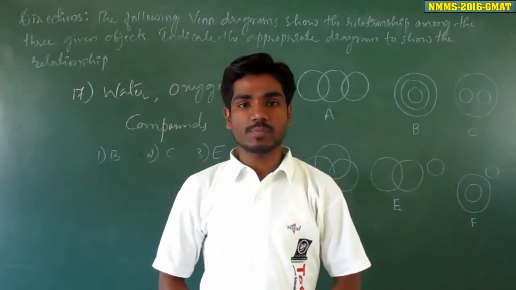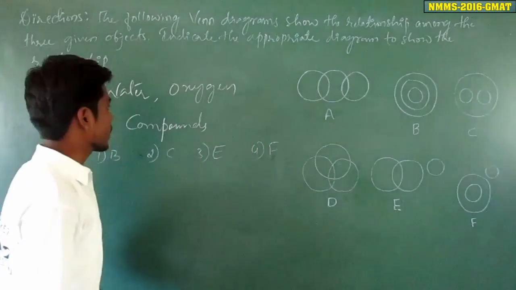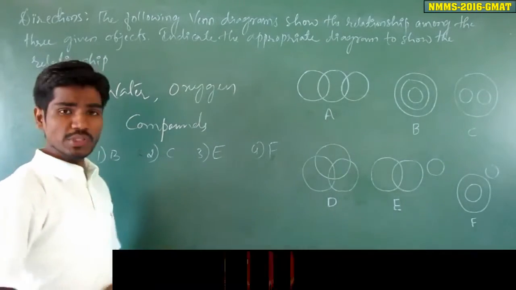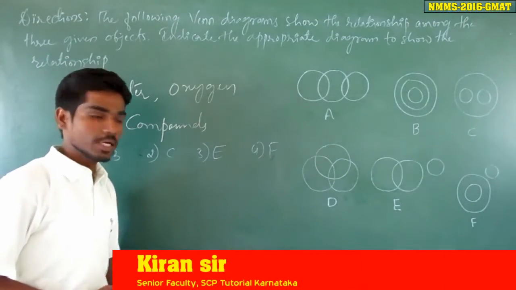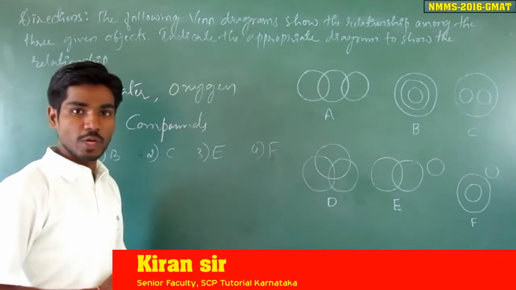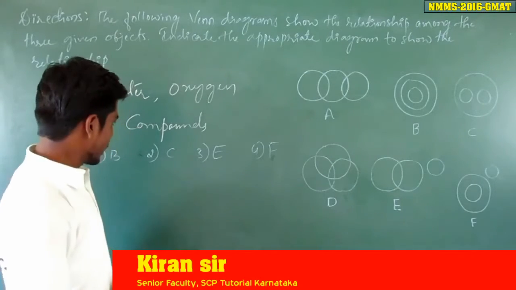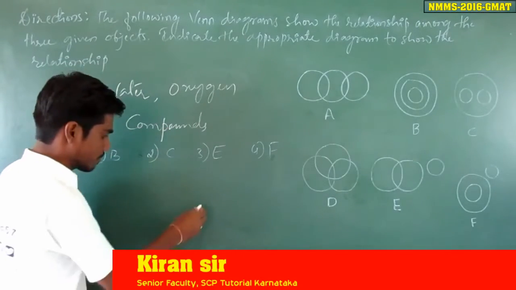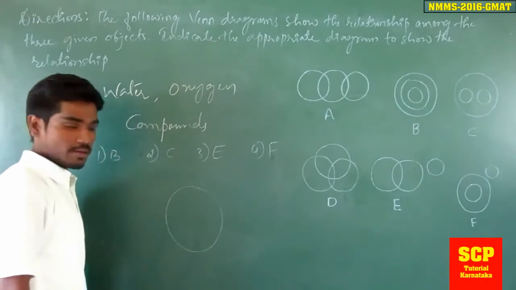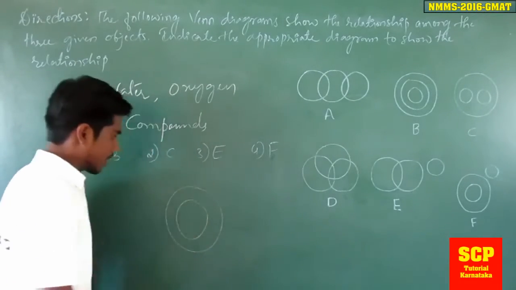Well friends, here is the next problem. The given problem is water, oxygen, compounds. Friends, compounds are the substances which are made by two elements bonded together. Anyway, water is made up of two elements, that is hydrogen and oxygen. Now what I will do, I will represent the compounds by a bigger circle, whereas water comes under compounds.